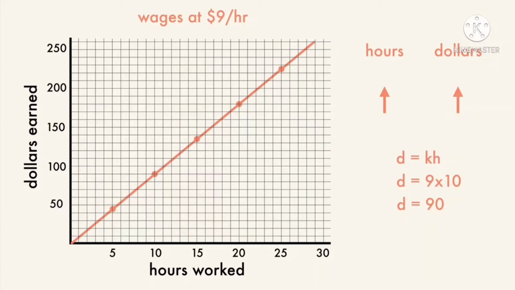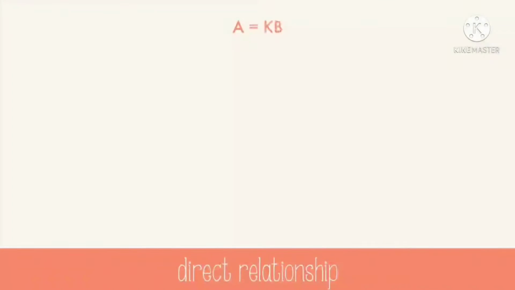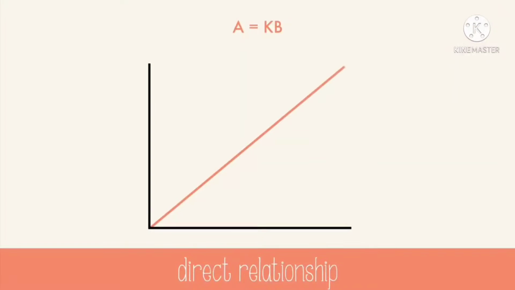This pattern and equation work for all direct relationships. So the equation A equals k times B is the basic equation for direct relationships, where A and B are the two variables and k is the constant or slope of the line. When graphed, we get a line.